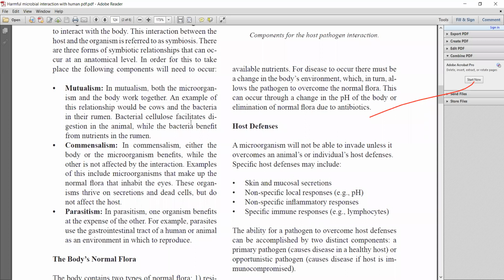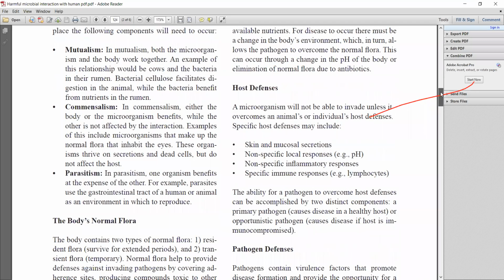Okay, but they are getting no benefit. All the benefit is taken up only by the parasite. So this kind of relationship is called parasitism. So these are the three different symbiotic relationships that can occur at an anatomical level.